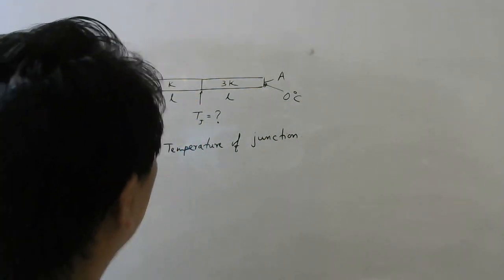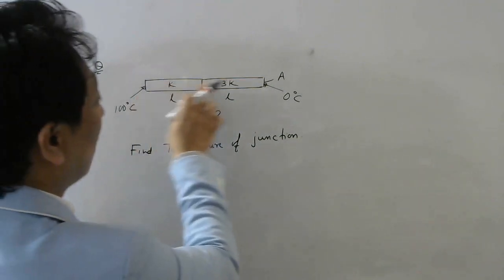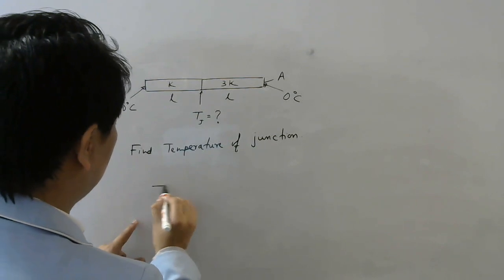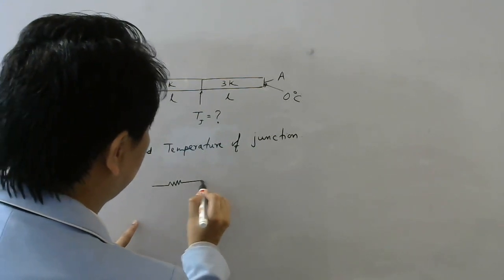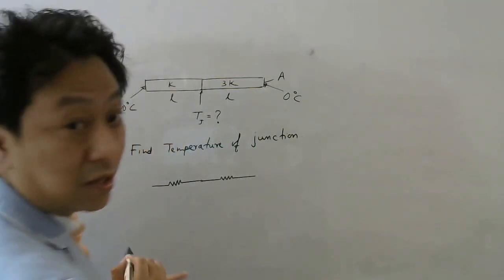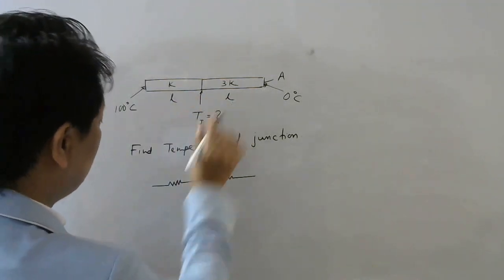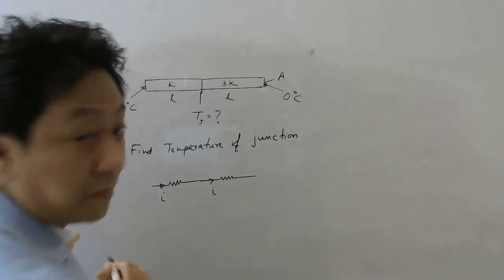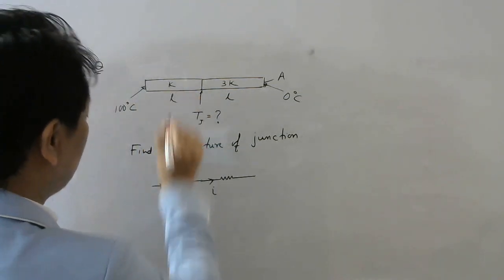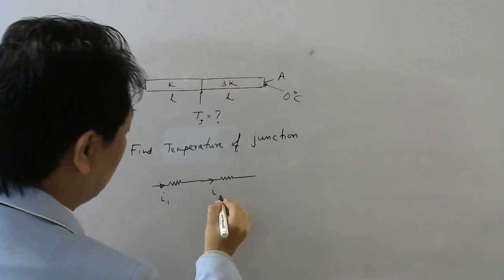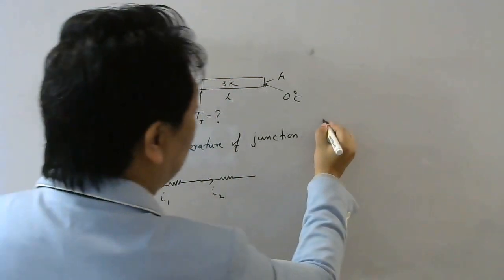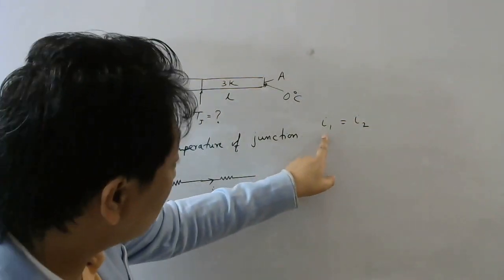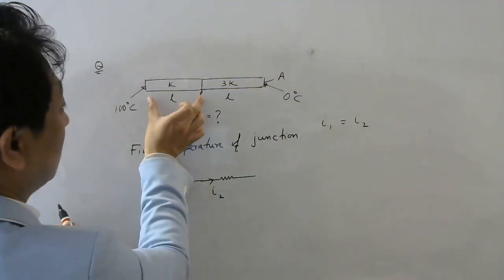Now how are we going to do that? Well, you can see these two are in series combination. So we can think of this like resistors, something like this, isn't it? So in this case, what happens? Since they are in series, whatever current flows here, same current should flow here also, isn't it? So if I say the heat current here is I1, heat current here is I2, then I must write I1 equal to I2.